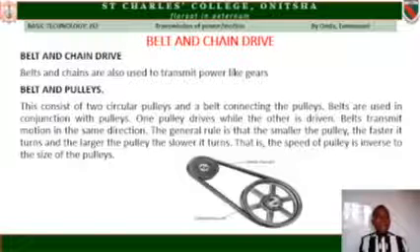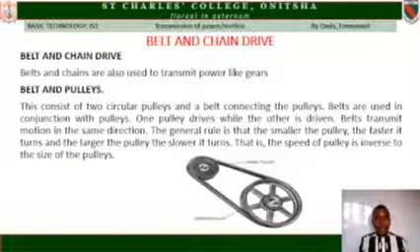Belts and pulleys. This consists of two circular pulleys and a belt connecting the pulleys. Belts are used in conjunction with pulleys. One pulley drives while the other is driven. Belt transmits motion in the same direction. And the general rule is that the smaller the pulley, the faster it turns, and the larger the pulley, the slower it turns. That is, the speed of the pulley is inverse, opposite to the size of the pulleys.